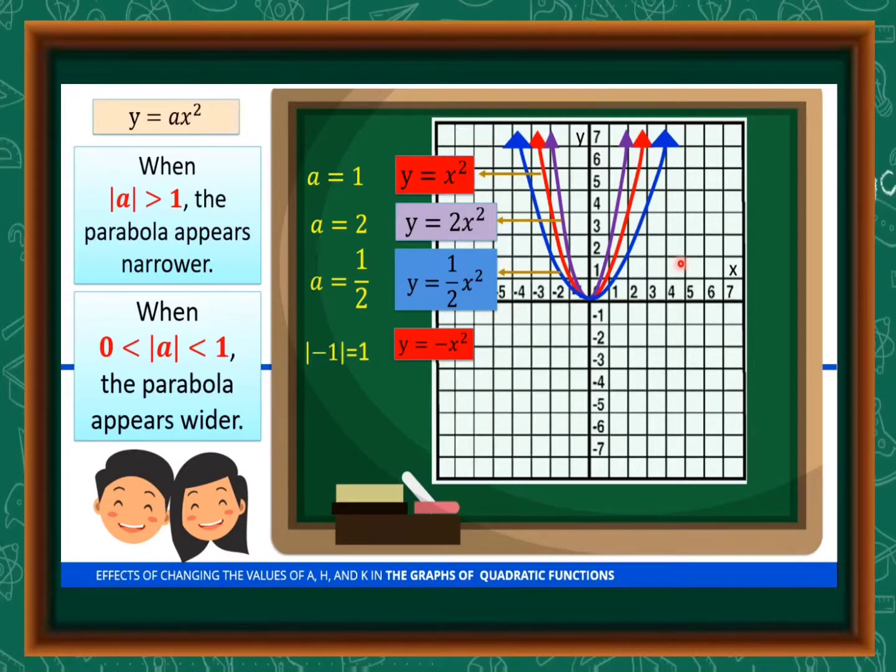Since a is negative 1, the parabola opens downward. At kunin natin yung absolute value ng negative 1, which is 1. Okay, so ito yung ating magiging graph.